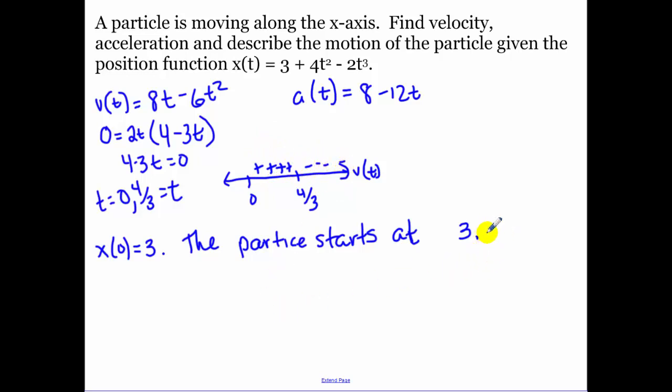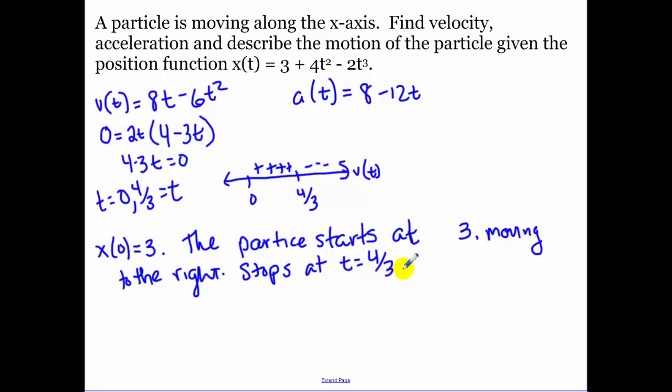So our particle starts at 3, moving to the right, stops when t equals 4/3, and changes direction.